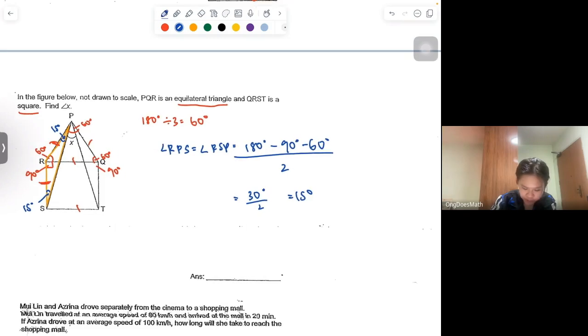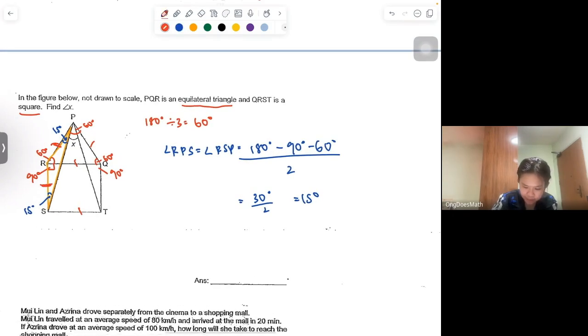It will be good if you can write the rules at the side. So what do you use? You use angle sum in the triangle, add up to 180. And you also use isosceles triangle rule. For this part, you use the equilateral triangle rule.